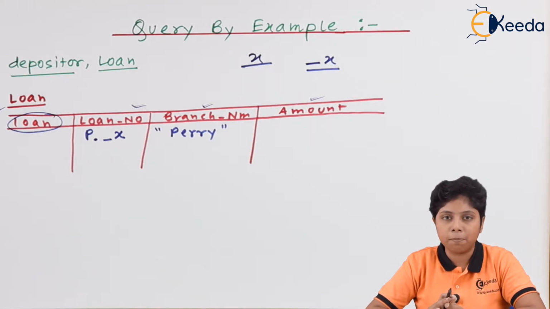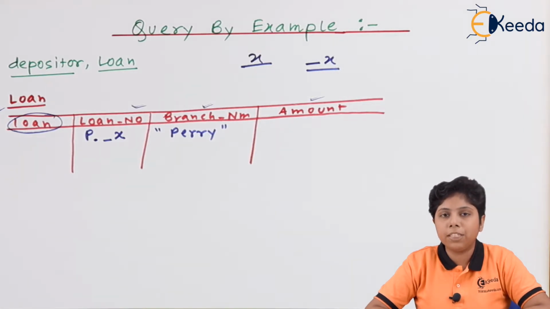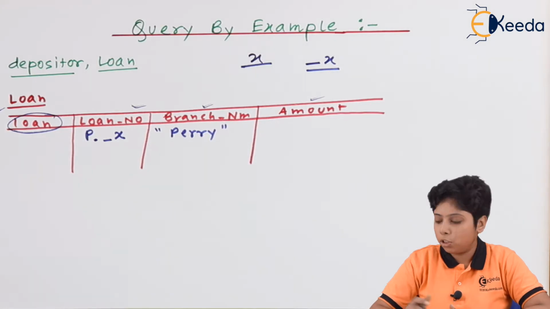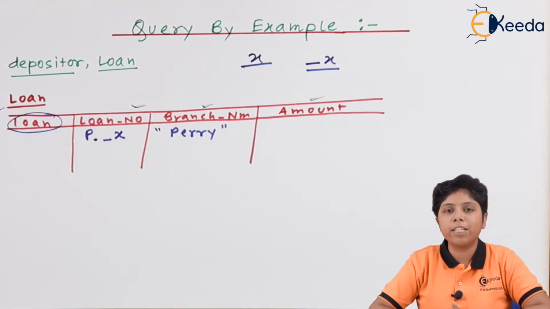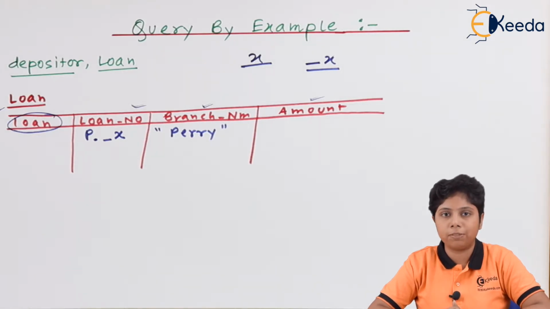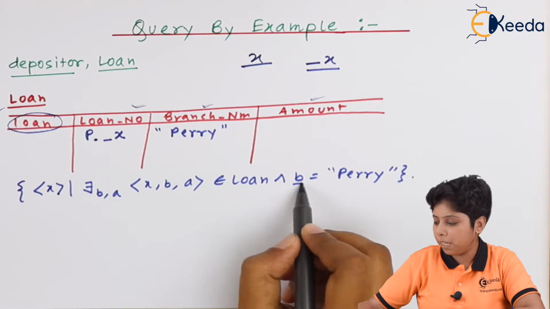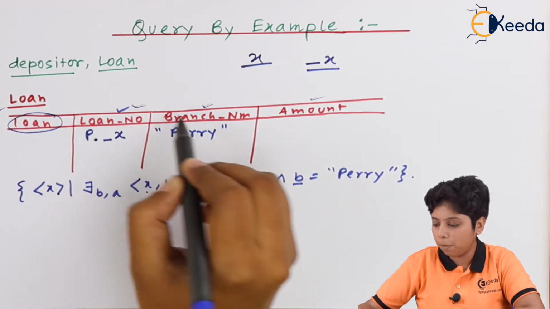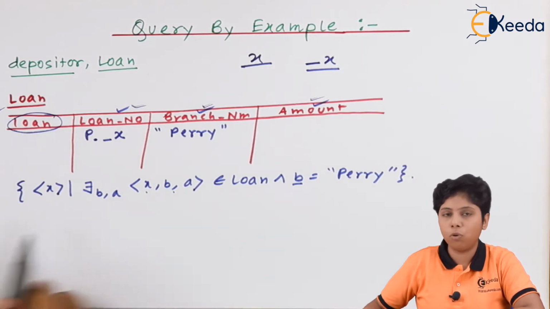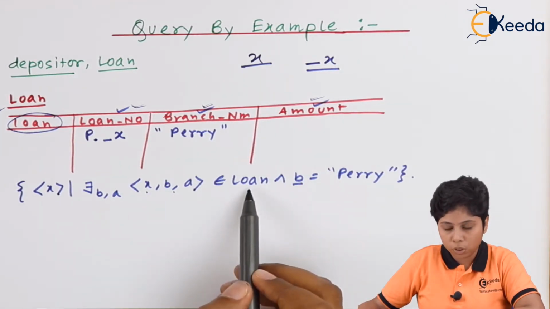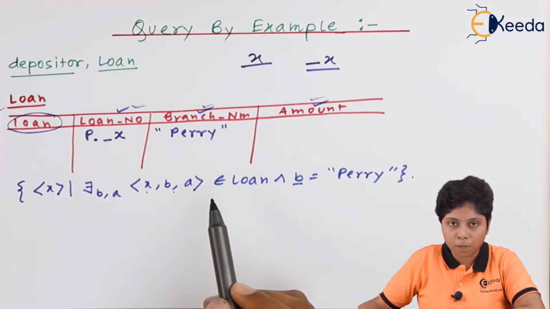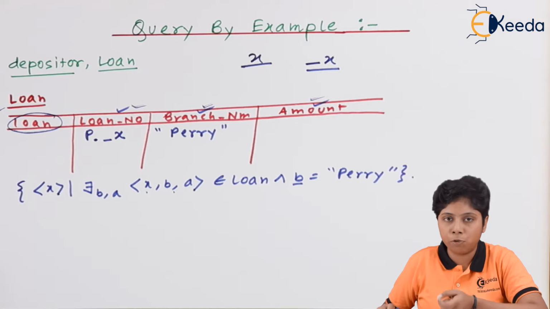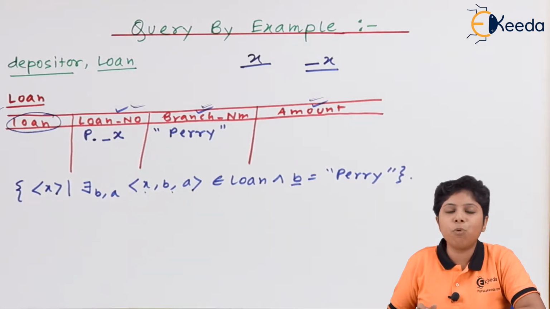Now let us look at more examples. For the bank example, we will first see all the skeleton tables that we can make, and next we will solve queries and look at the features of QBE. For this one, we can write the corresponding tuple relational calculus. Here we can look at that <x, b, a>, which represents the loan number, branch name and amount of our loan relation. So <x, b, a> belongs to loan, and for the b part we are using domain relational calculus, so we need to specify the attribute b as Perry. We can rewrite it in tuple relational calculus too, but that is not the concern here.